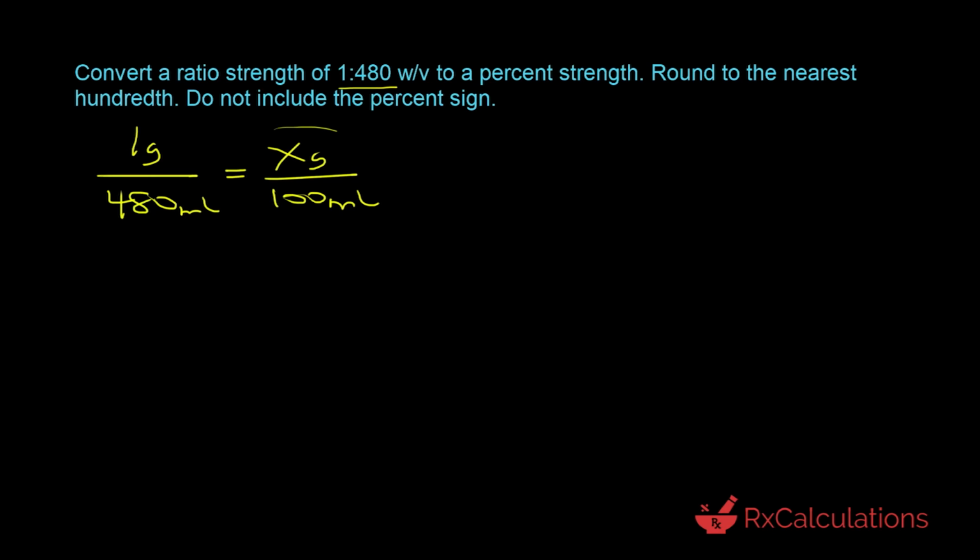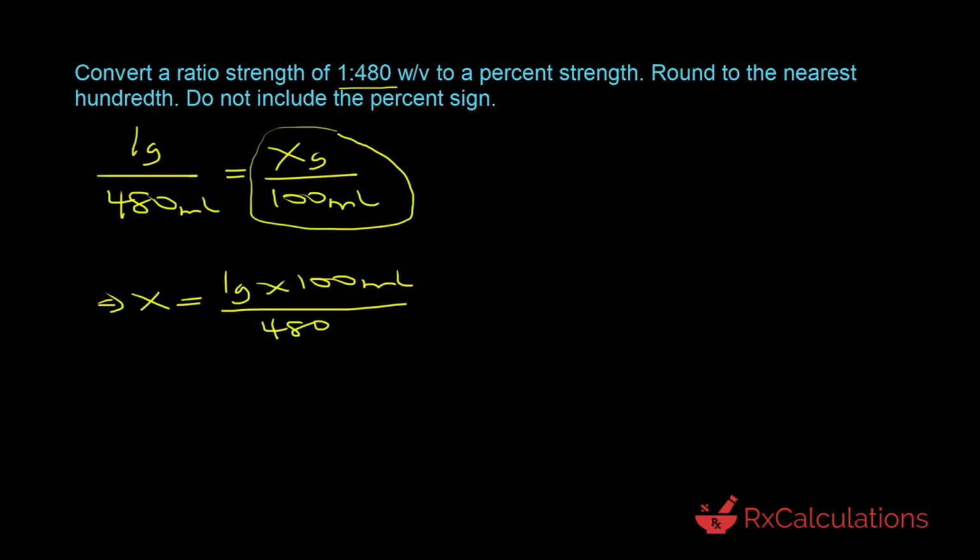That is the definition for percentage strength on a weight by volume basis. So if you go ahead and solve for X, which is the unknown, whatever that value is, that's going to be the percentage strength. So let's do that. We go ahead and solve for X. X is going to be equal to 1 gram times 100 milliliters divided by 480 milliliters.